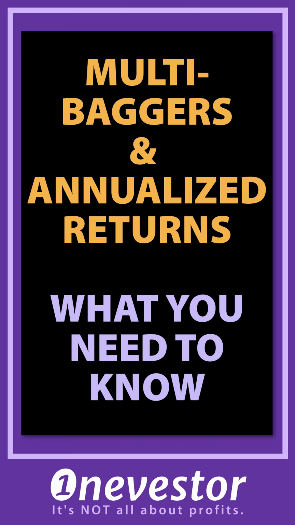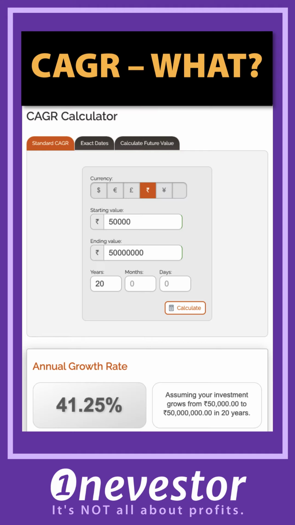There are tons of blog posts and videos on the web that say 20 years ago, if you had bought Eicher Motors stock, instead of buying a Royal Enfield Bullet worth 50,000, your investment would be worth 5 crores today. It's true. But how do you actually measure such a return? Well, that's what a CAGR calculator shows you.